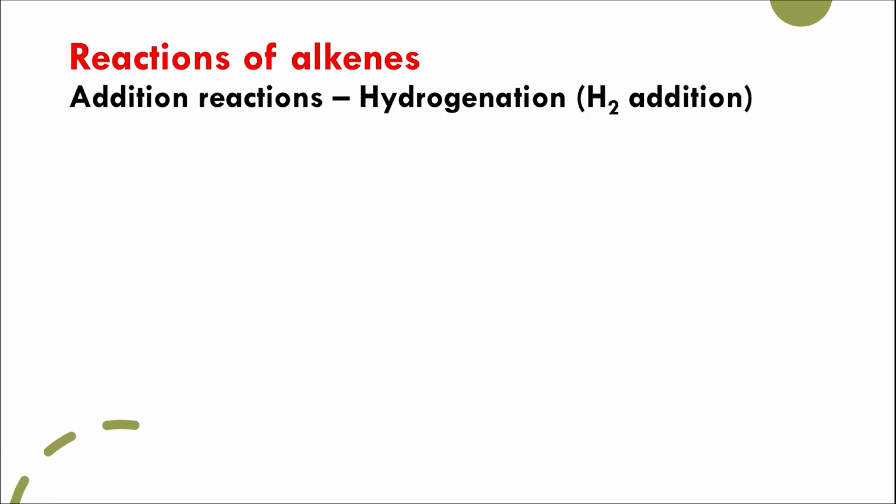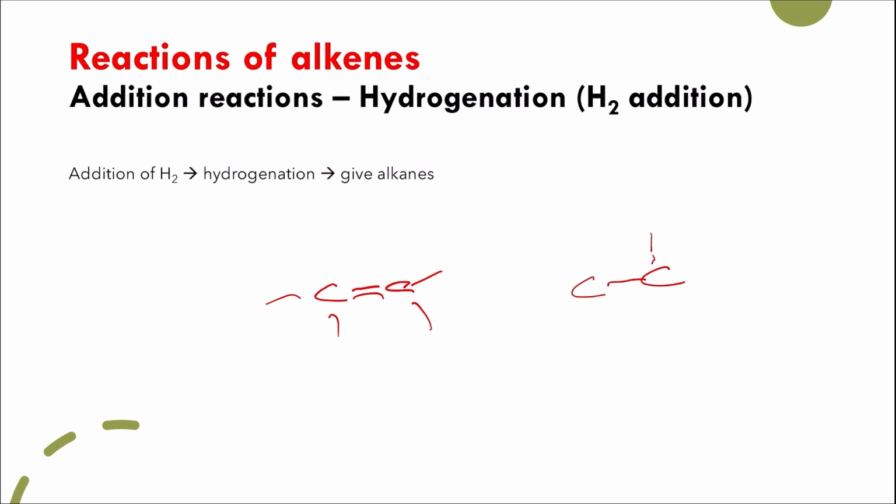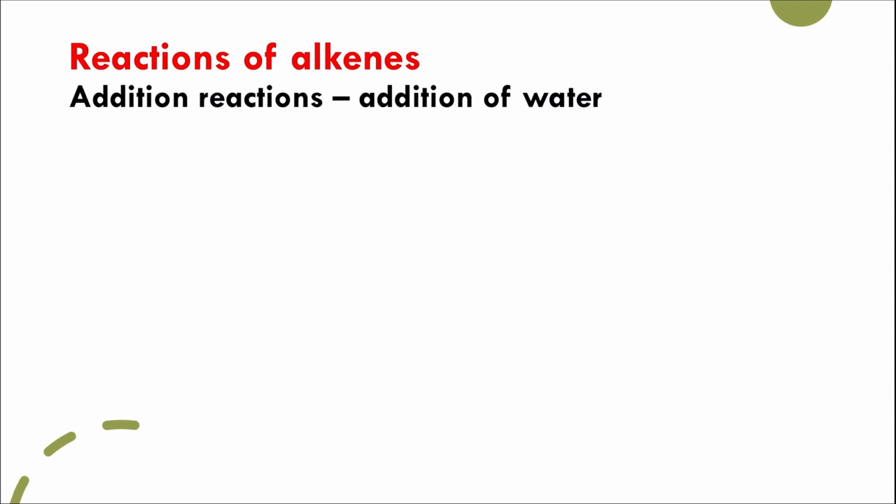The first addition reaction for alkenes is the addition of hydrogen. A hydrogen molecule will be added to the double bond, and as you add the hydrogen, the alkene will change into alkane. So whatever the alkene, you're going to have an alkane where two hydrogens are added. You simply break the double bond here, and then you add two hydrogens, so you end up with alkane.